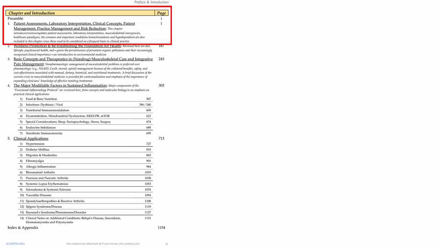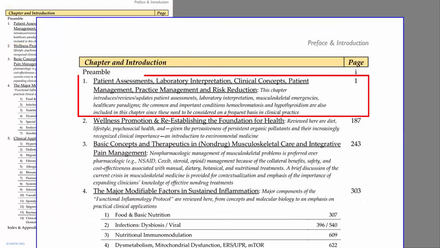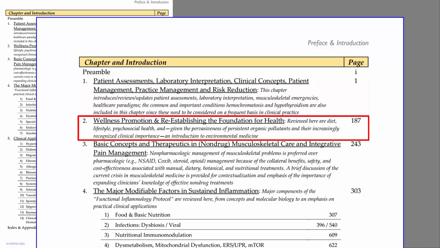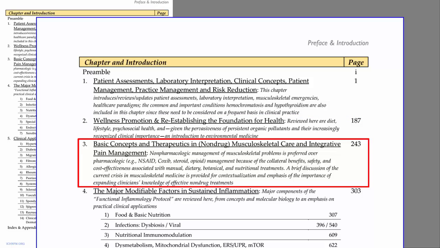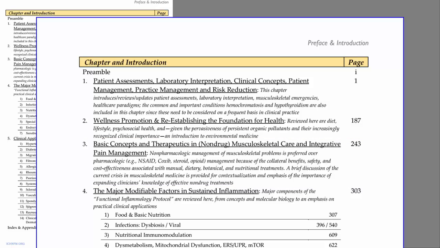As you can see from the table of contents, Chapter 1 includes patient assessments, laboratory interpretation, clinical concepts, patient management, practice management, and risk reduction. Chapter 2 reviews wellness promotion and the naturopathic concept of reestablishing the foundation for health. Chapter 3 reviews basic concepts and therapeutics in non-drug musculoskeletal care and integrative pain management. In Chapter 4, I review the major modifiable factors in sustained inflammation. This is also what I refer to as the functional inflammology protocol.